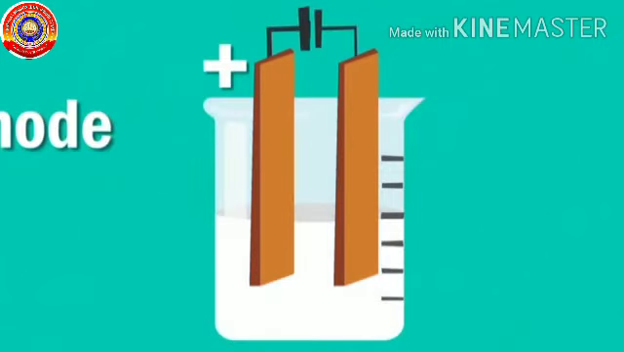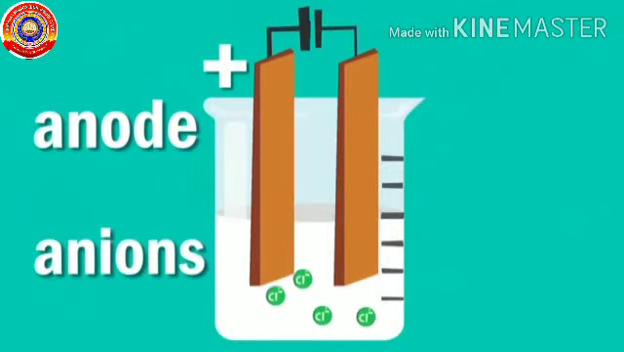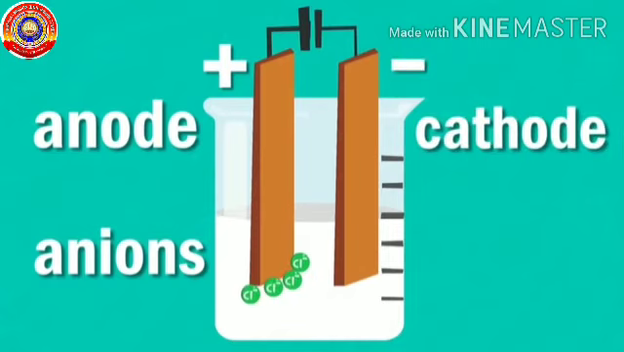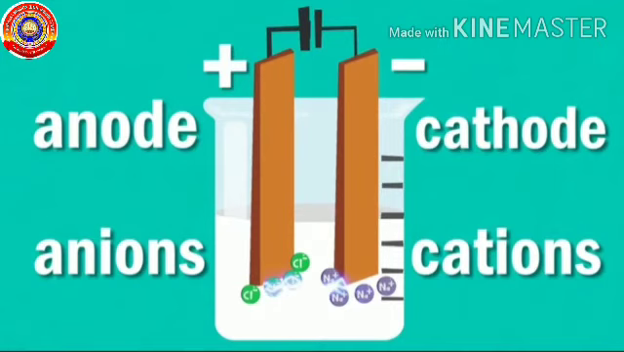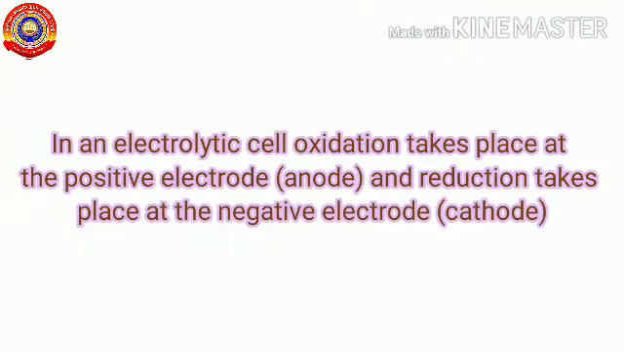The electrode which is connected to the positive terminal of the battery is the anode. Anions are attracted towards the positively charged electrode. The electrode which is connected to the negative terminal is the cathode, and cations are attracted towards the cathode. Since the positive electrode is the anode in an electrolytic cell, the process that takes place is oxidation, and reduction takes place at the negative electrode, the cathode.